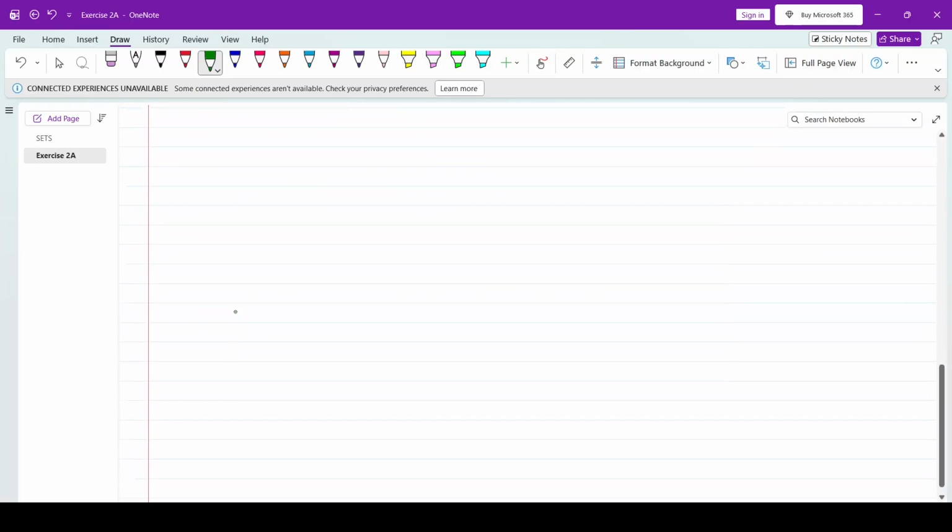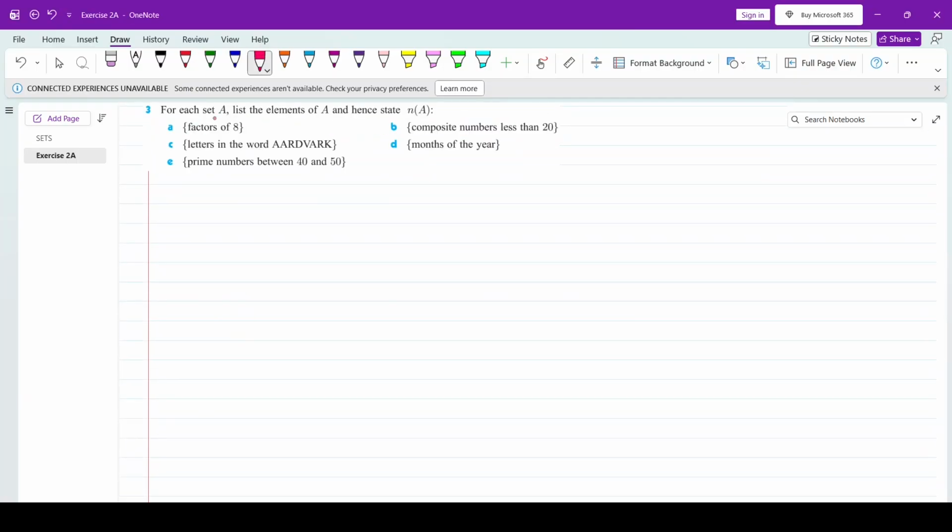Let's move on to the next question. For each set A, list the number of elements of A and hence state n of A. So factors of 8. What are the factors of 8? 1, 2, 4, and 8. Therefore, if we call it a set S, then n of S is equal to 4. This is what the question is asking.